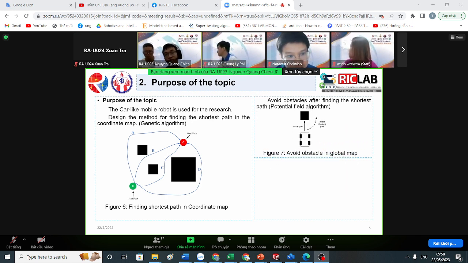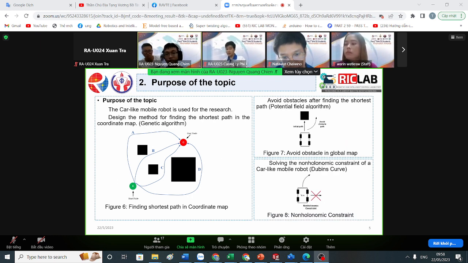The next purpose of my topic is that when the robot is moving, there are some obstacles here. So the robot has to avoid the obstacles, and we use the potential field algorithm for doing that. And the last purpose of the topic: we focus on the car mobile robot, and car robots have nonholonomic constraints, so we have to solve that problem.